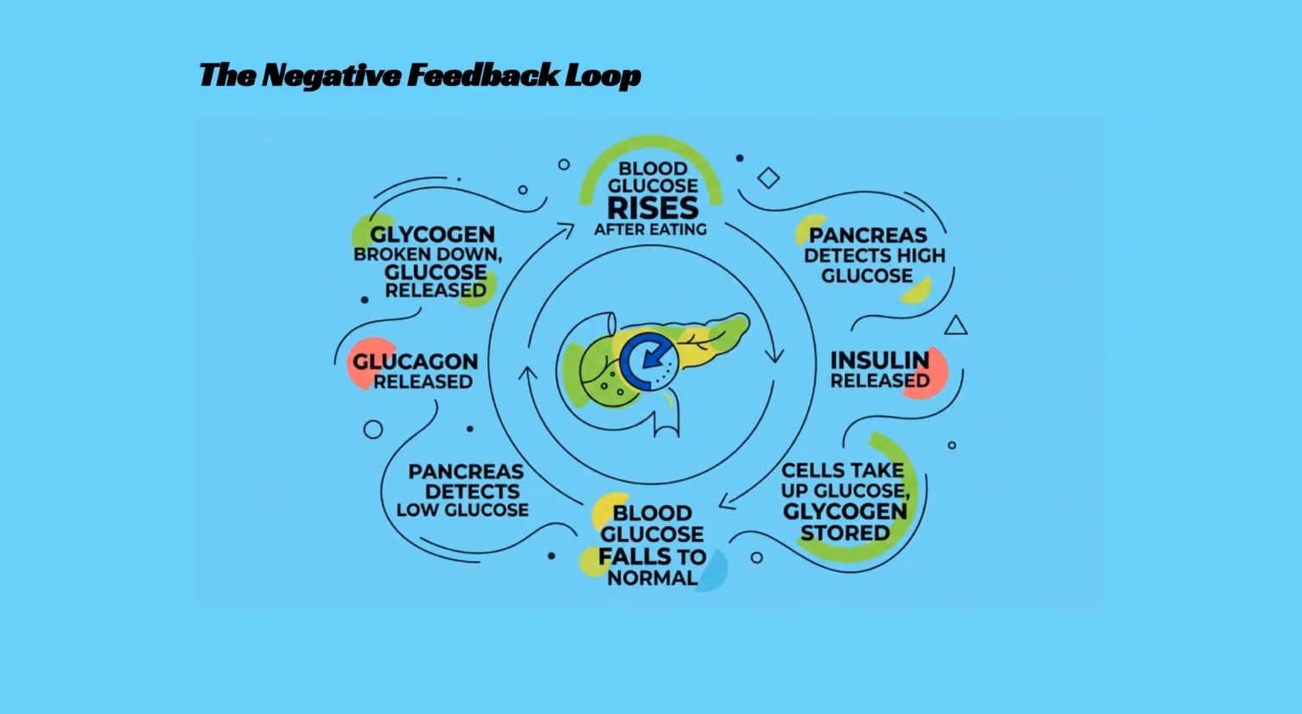When blood glucose rises, insulin is released, leading to glucose uptake and storage. When it falls, glucagon is released, causing glycogen breakdown and glucose release, thus maintaining a safe range.